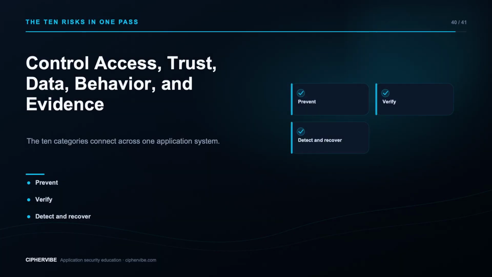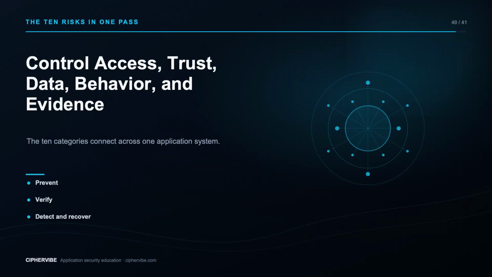Broken access control, security misconfiguration, software supply chain failures, cryptographic failures, injection, insecure design, authentication failures, software or data integrity failures, security logging and alerting failures, mishandling of exceptional conditions. Ten categories connected across one application system.